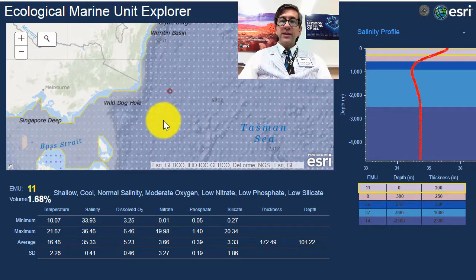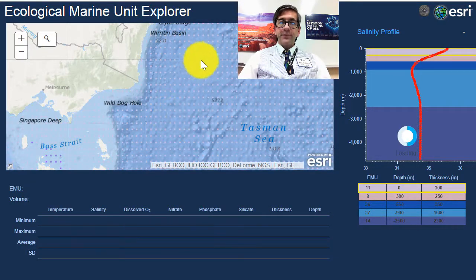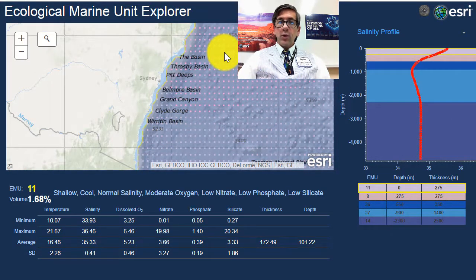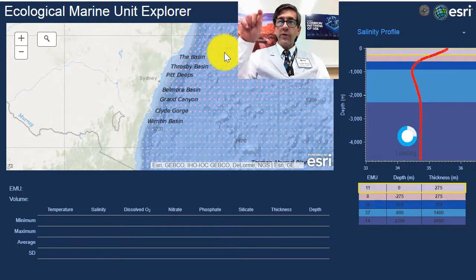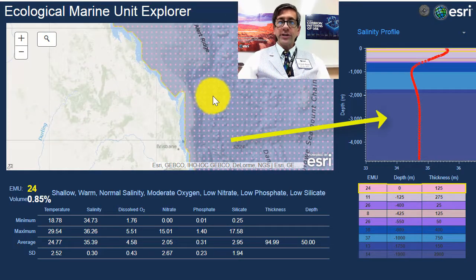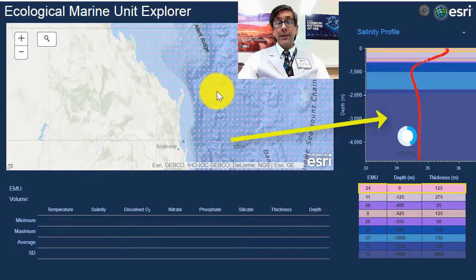Go back to the interactive ecological marine units map. Begin again by clicking off the coast of Southeast Australia. Gradually move and click northward along the east coast, observing the graph that shows at the right. What do you notice about water temperature as you move north? How and why does the dissolved oxygen change?